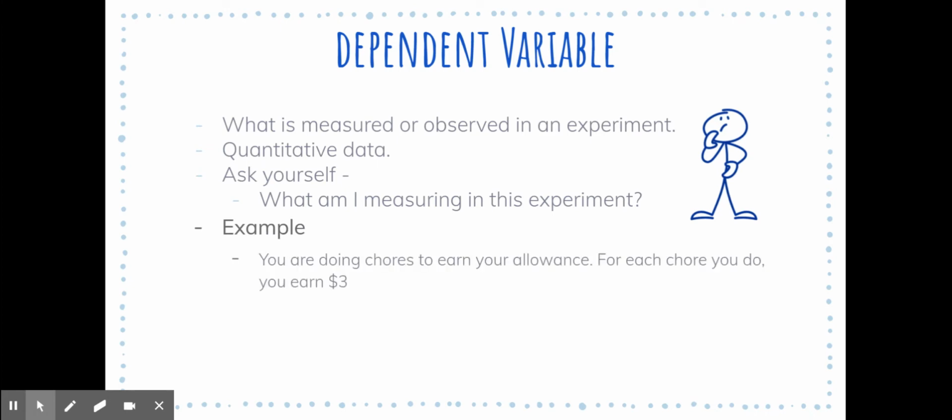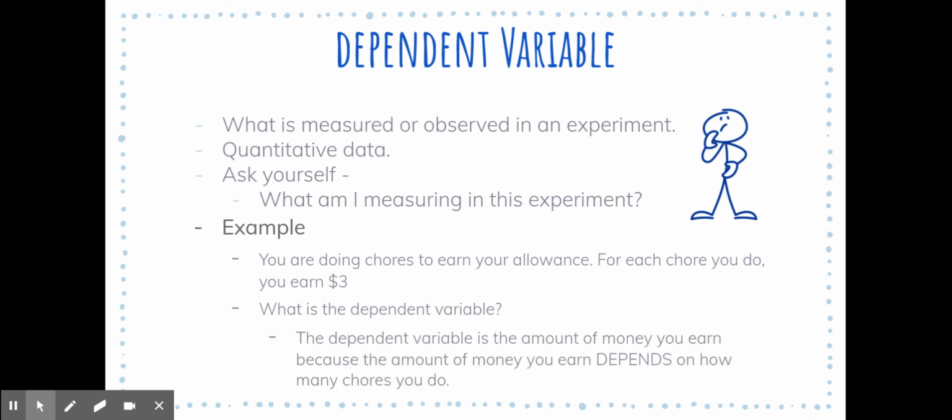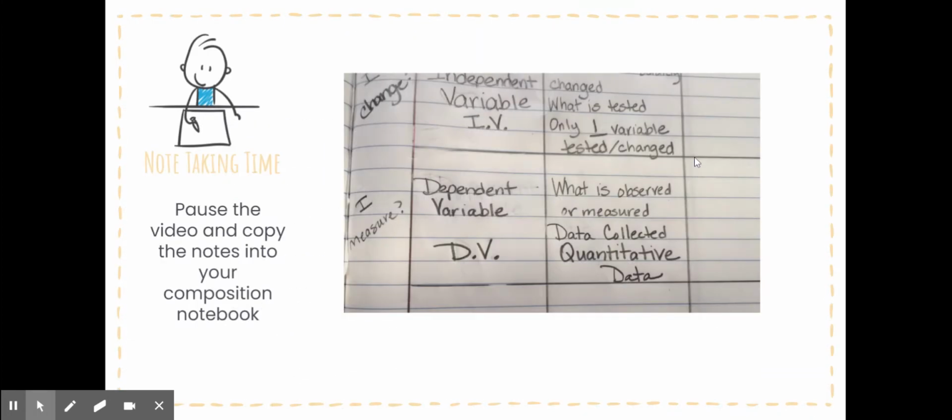So for example, we're going back to earning money for chores. If your independent variable was the amount of chores, then your dependent variable would be how much money you earn, because the amount of money you earn depends on how many chores you do. The dependent variable depends on your independent variable. We are really looking at cause and effect. If I change this, then what will happen? At this time, pause the video and copy the notes into your composition notebook.